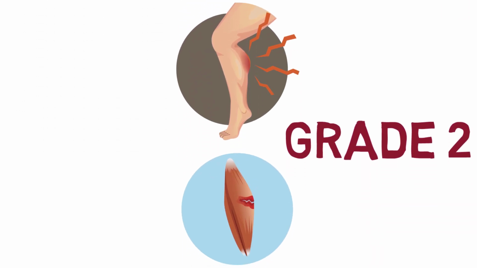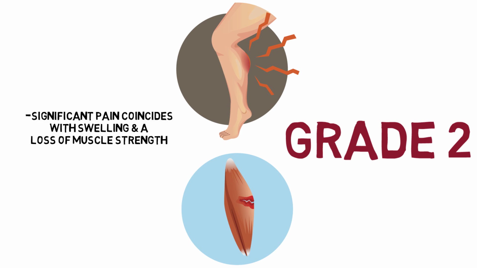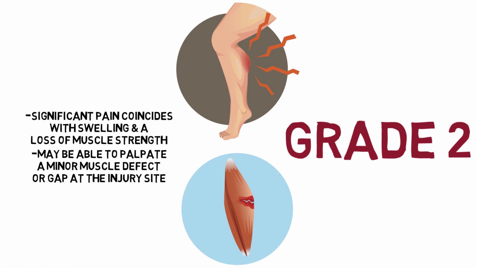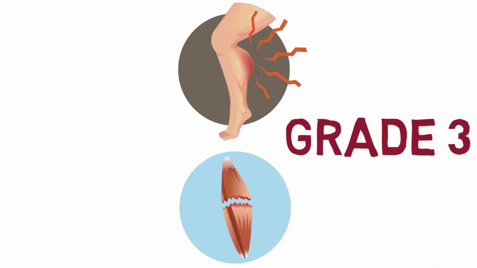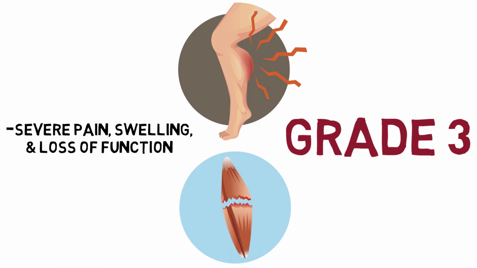Grade 2, or moderate strains, is when around half of the muscle fibers are torn. Significant pain at this grade coincides with swelling and a loss of muscle strength. At this grade, you may be able to palpate a minor muscle defect or gap at the injury site. And then, grade 3 strains are when the muscle is completely torn, causing severe pain, swelling, and loss of function.